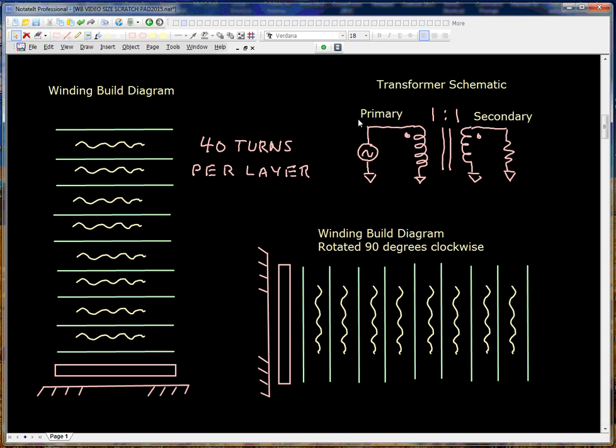And by the way, the layers that are associated with the primary are called the primary winding layers, or the primary winding for short. The same for the secondary layers.